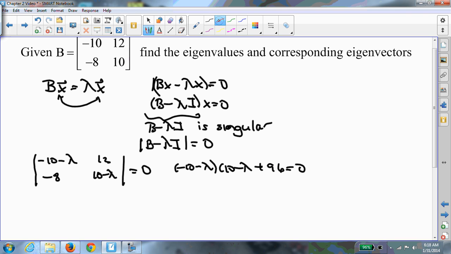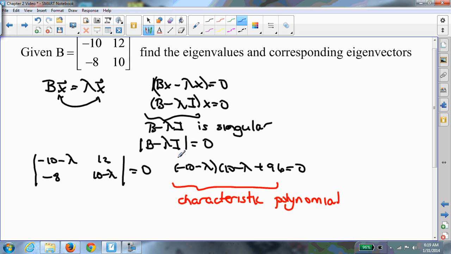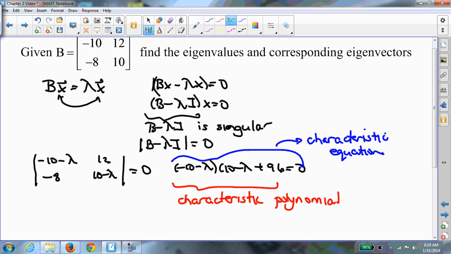Now, before I forget, some vocabulary. This entire thing on the left side is called the characteristic polynomial. And the entire thing, including the equal sign, is called a characteristic equation. And since I'm on the topic of vocabulary, let me just add that x is your eigenvector and lambda is your eigenvalue.